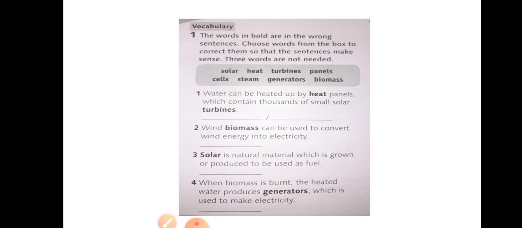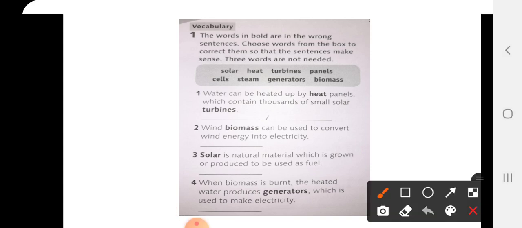Now, the first exercise here that you have is what? It's a vocabulary exercise. Okay, let's read the exercise and see what it wants. The words in bold are in the wrong sentences. Choose words from the box to correct them so that the sentences make sense. Three words are not needed.